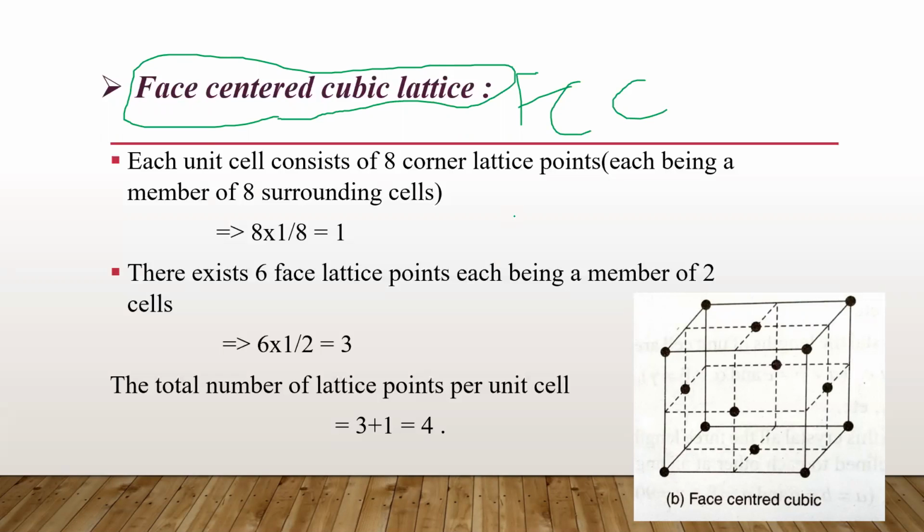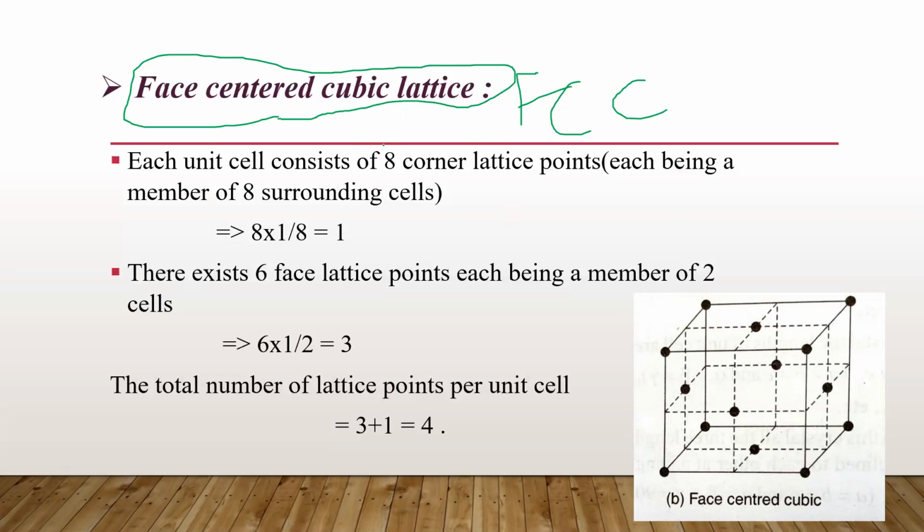At each of the corners we have one atom. It is shared among 8 surrounding similar unit cells. Hence, we get 8 into 1 by 8. So 1 by 8 part is there for our unit cell. So 8 into 1 by 8, we get 1 lattice point.